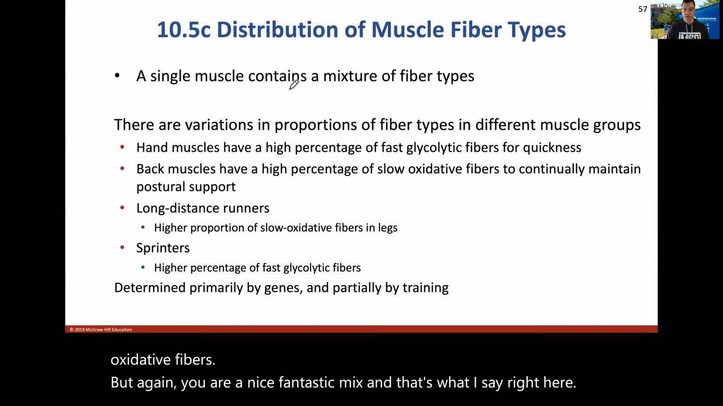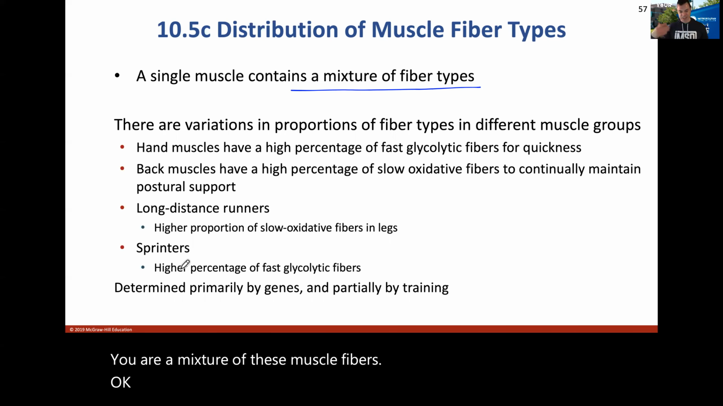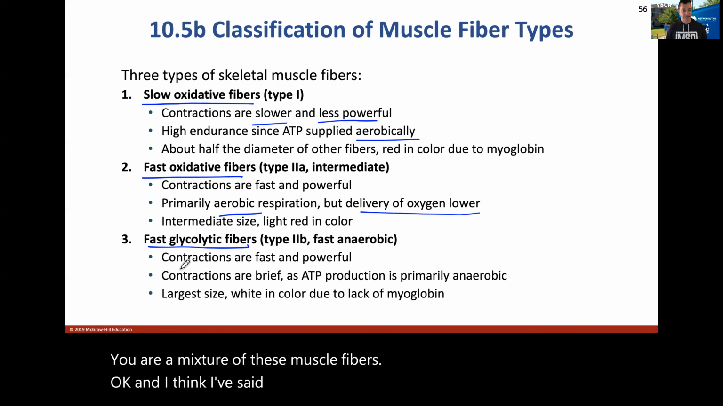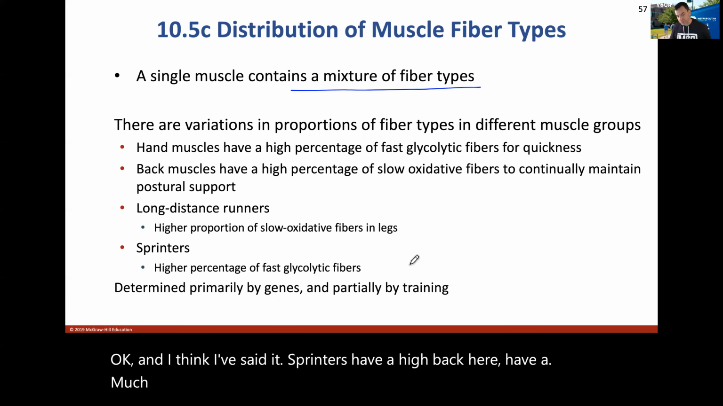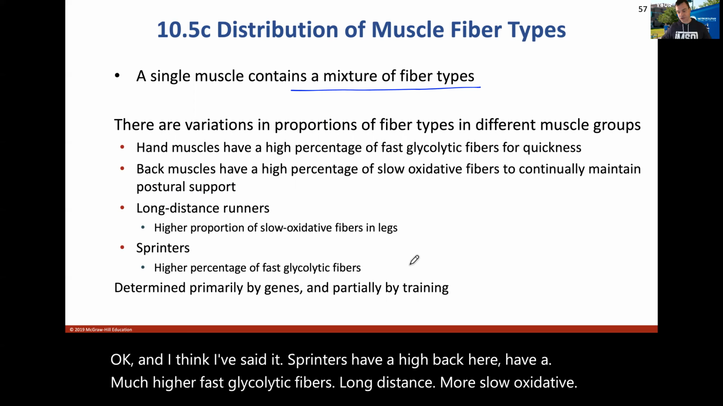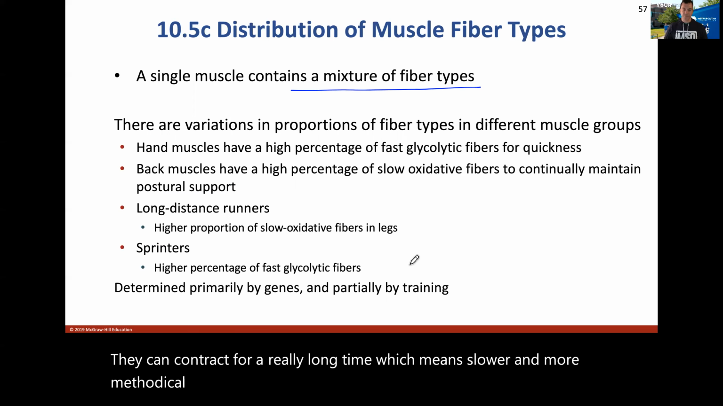But again, you are a nice, fantastic mix. You are a mixture of these muscle fibers. And I think I've said it, sprinters have a much higher percentage of fast glycolytic fibers, long distance more slow oxidative. They can contract for a really long time, which means slower, more methodical, and they can utilize oxygen effectively. They get it in effectively.